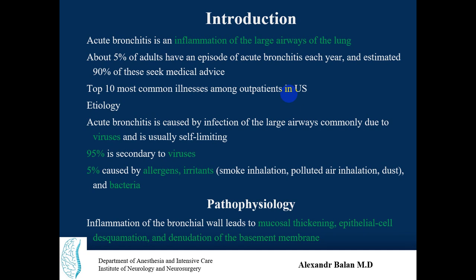The etiology of acute bronchitis is infection of the large airway, commonly due to viruses, not bacteria. So it is usually self-limiting. 95% is secondary to viruses, and only 5% could be caused by allergens, irritants, or bacteria. Irritants could be smoke inhalation, polluted air inhalation, or dust. As for pathophysiology, you have to know that inflammation of the bronchial wall leads to mucosal thickening, epithelial cell desquamation, and denudation of the basement membrane.